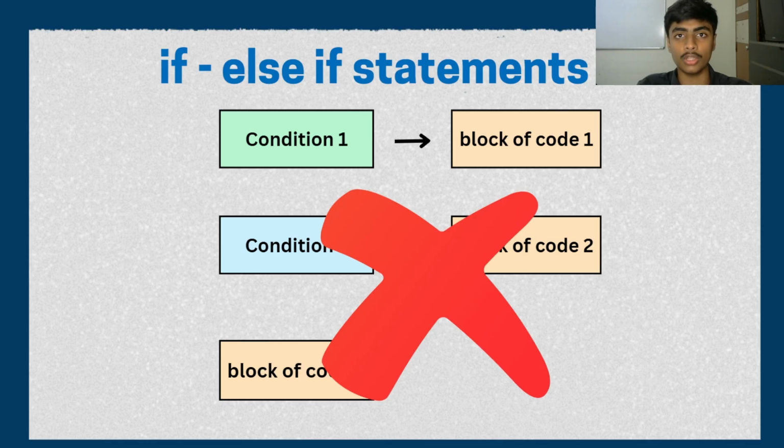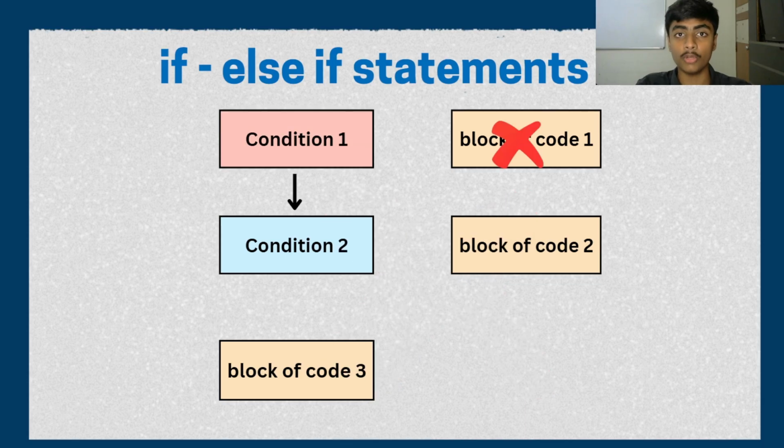We're just going to move on to the rest of the program. However, if this first condition was false, we're going to ignore the first block of code and move on to the second condition. Then we're going to check our second condition. If the second condition is true, we're going to execute the second block of code and we're going to ignore the third block of code.